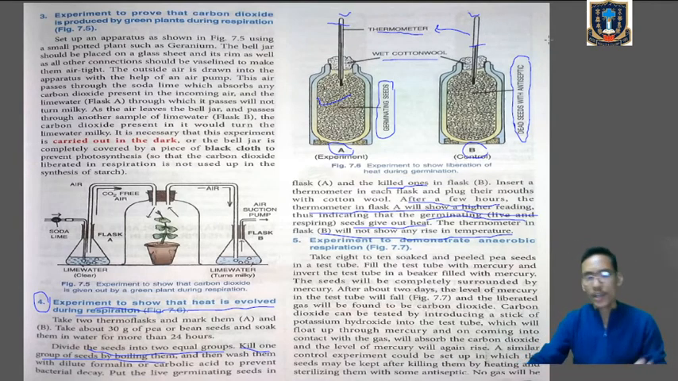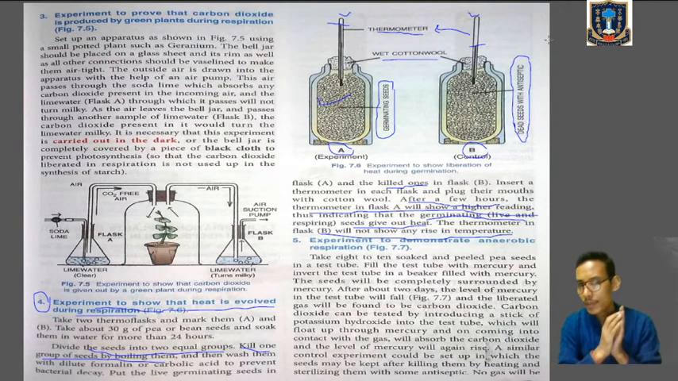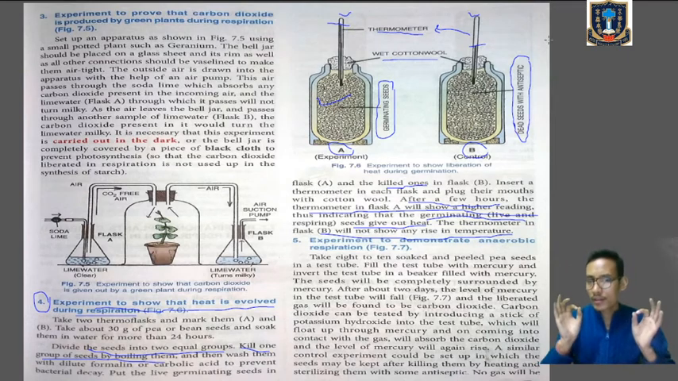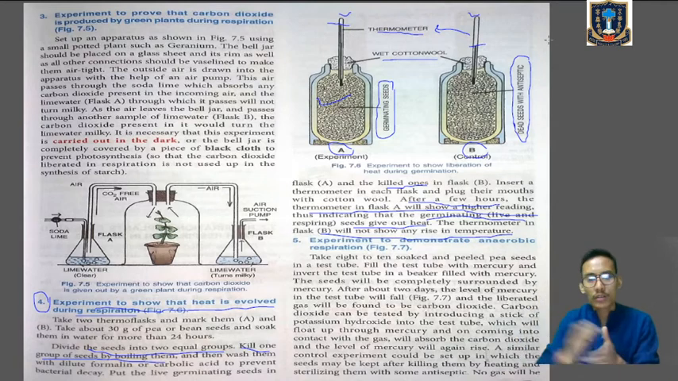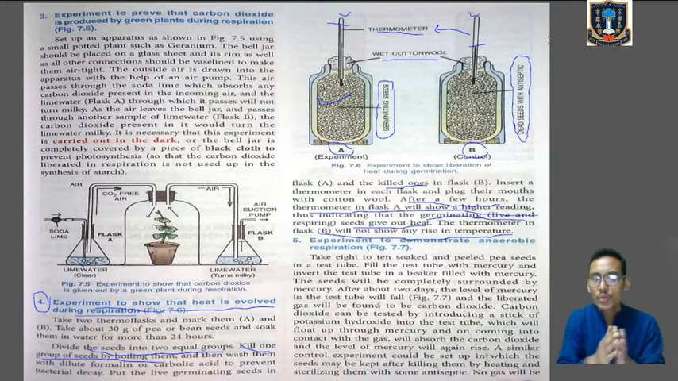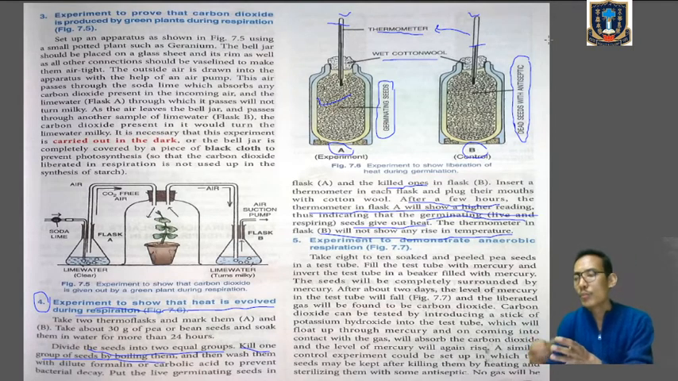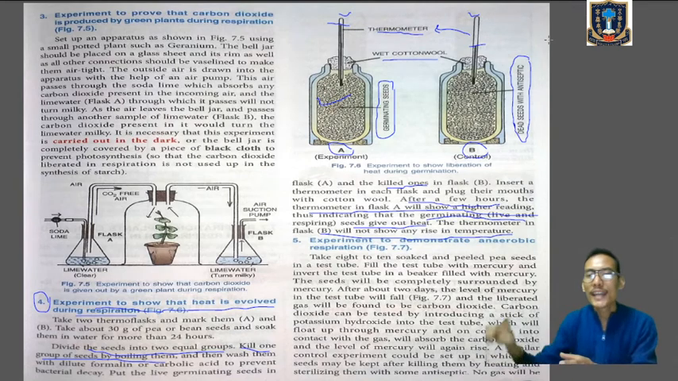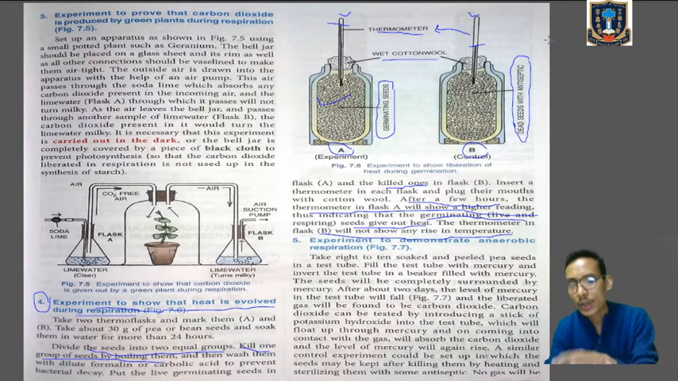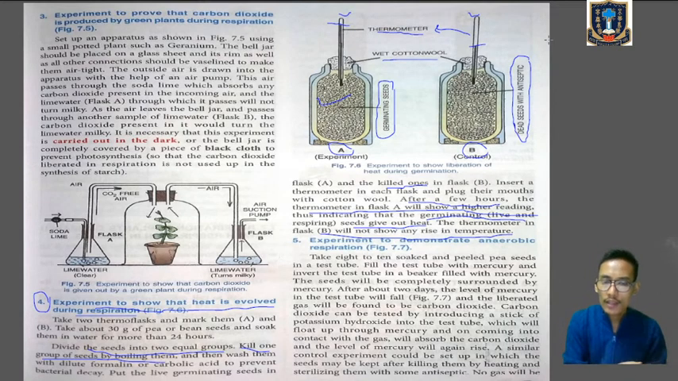So what we have done: we have taken two flasks and named them A and B. We have taken 30 gram of pea seeds or bean seeds and put them in water for 24 hours so that they can soak the water. After that, we divide them into two equal groups, 15 gram and 15 gram. One of the groups we boil to kill it, and we put antiseptic, or wash it with dilute formalin, in order to prevent bacterial decay. In flask A, we are putting 15 gram of the germinating pea seeds or bean seeds.